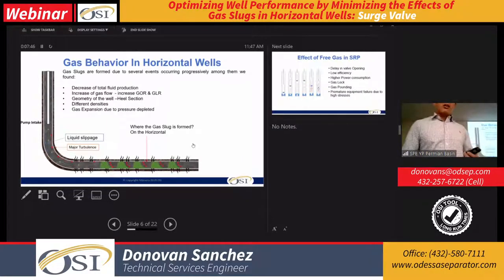So how are gas slugs formed in the horizontal? Like I was saying earlier, when the fluid starts to deplete and you start seeing a lot less pressure, that gas will be able to expand more freely and produce into the pump. Also, another thing I haven't mentioned is the geometry of the well. None of the horizontals are completely straight. In the heel section, some fluid might start to accumulate. Think of it as a zigzag: there might be little pockets where fluid accumulates, and you might see more gas slugs due to the geometry of the well. And as mentioned before, the different densities will also lead to free gas expansion due to the depleted pressure.